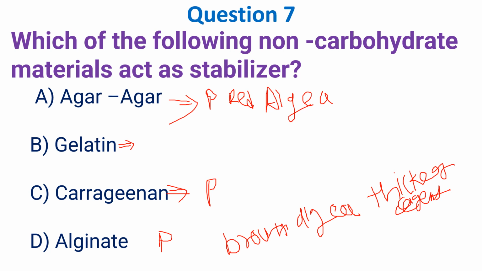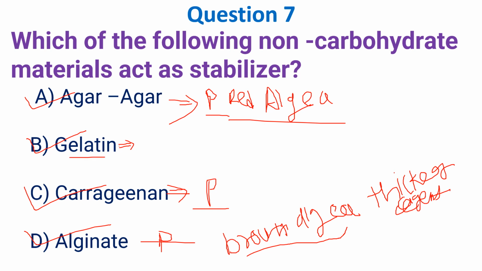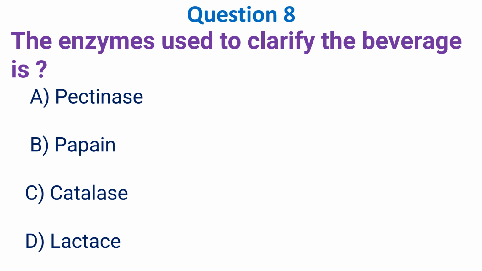This question answer is gelatin, which is obtained from the animal parts, and agar, carrageenan, and alginate are polysaccharides which are found from the algae. Agar is formed from the red algae. Carrageenan is also formed from the algae, and alginate from the brown algae. Only gelatin is obtained from the animal parts. So answer is gelatin.